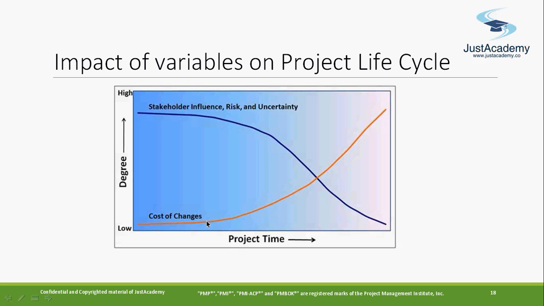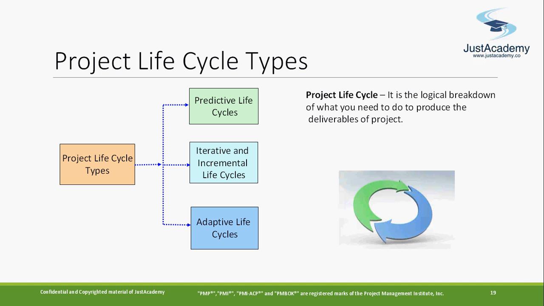So the cost of changes slowly increases over a period of time, and as the project is almost completed, the cost of changes will be very high. Here the stakeholder influence will be very high, but slowly it keeps on decreasing. This is the diagram that we are seeing, showing how this impact will be there in the project life.